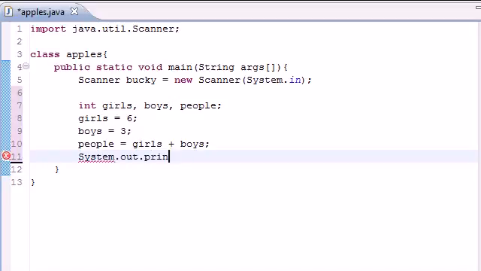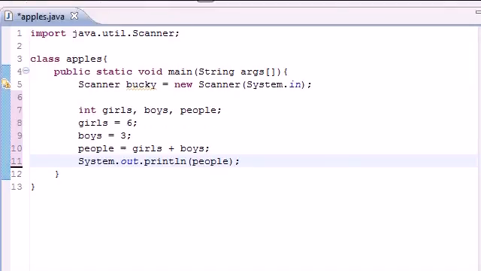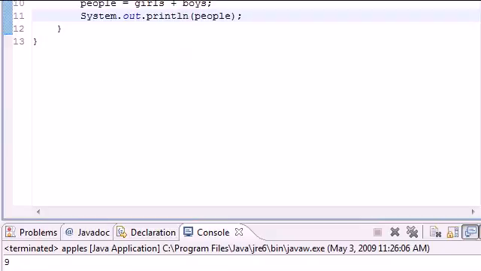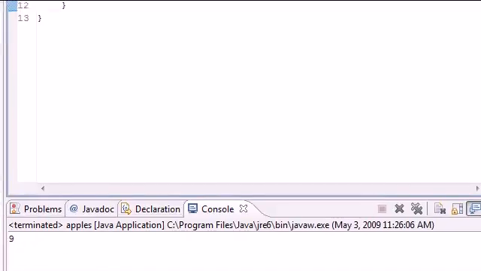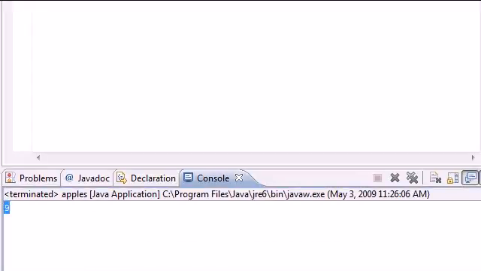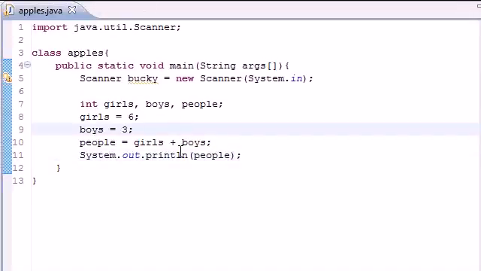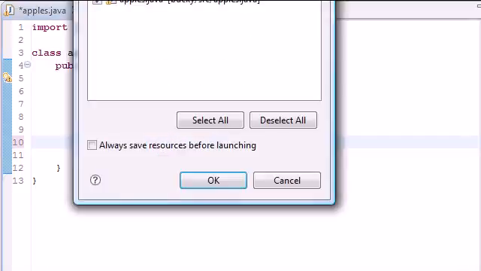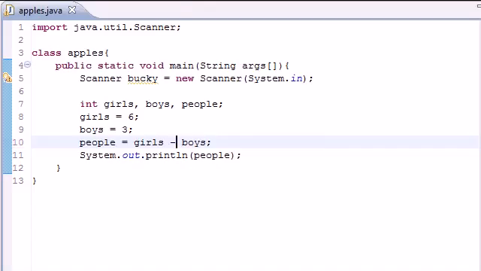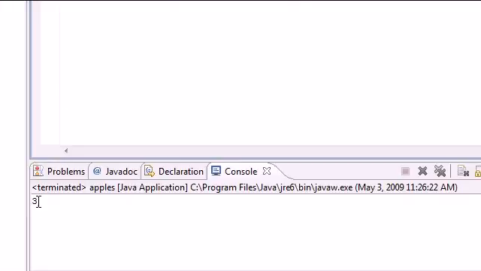So we put system.out.println, and in our parameter go ahead and put people. Now if we go ahead and run this, we get 9, since 6 plus 3 is 9. And so that is how you can use addition with Java. But addition isn't the only thing you can use. You can use minus or subtraction to get the difference, which is 6 minus 3 is 3.